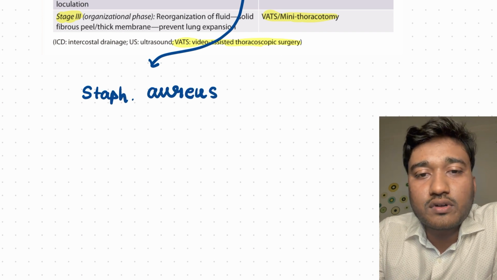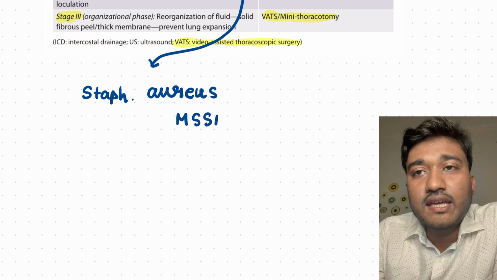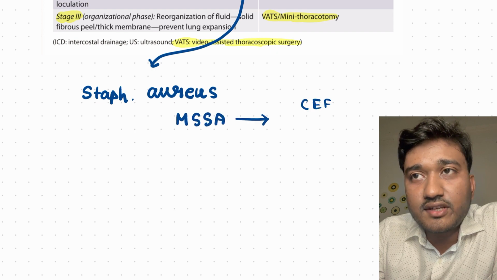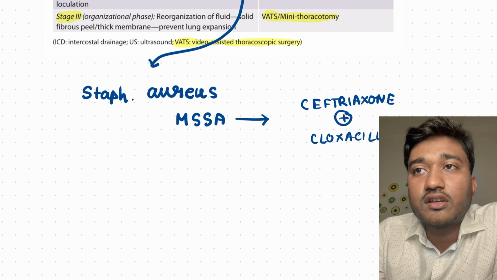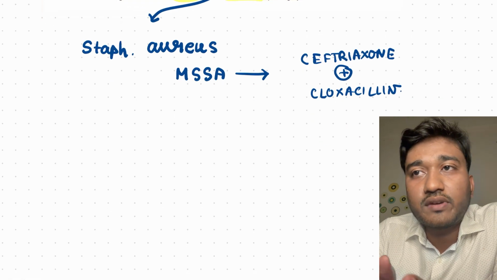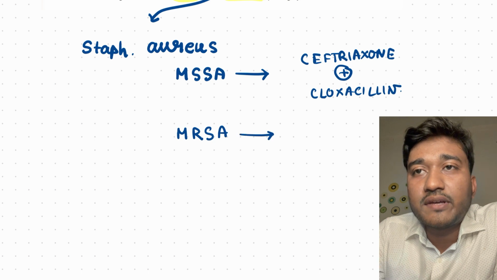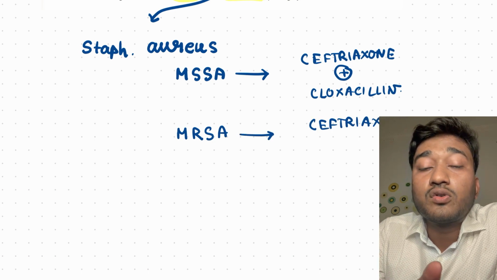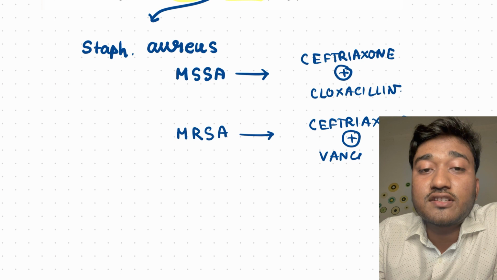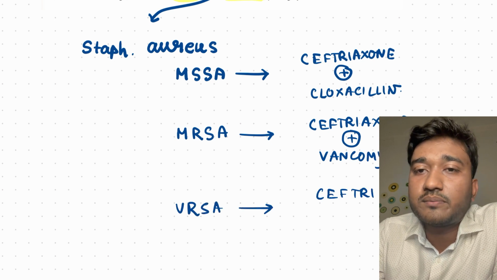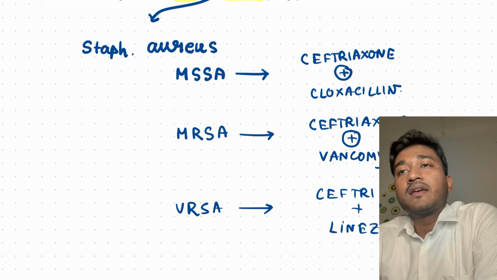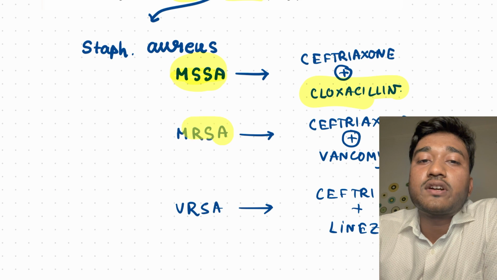Mostly it could be Streptococcus pneumoniae or Staphylococcus aureus. In case of MSSA, methicillin sensitive, you have to give ceftriaxone plus cloxacillin or flucloxacillin. Why? Ceftriaxone has both gram positive and gram negative coverage, and cloxacillin for methicillin sensitive. Okay. But why you don't give methicillin? Because this causes interstitial nephritis. In case of MRSA, ceftriaxone plus vanco. In case of VRSA, we give ceftriaxone plus linezolid. Please remember this.